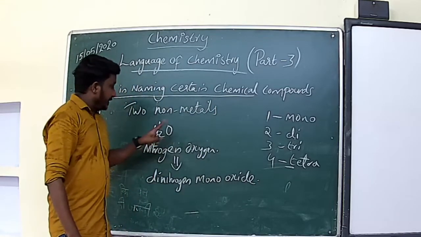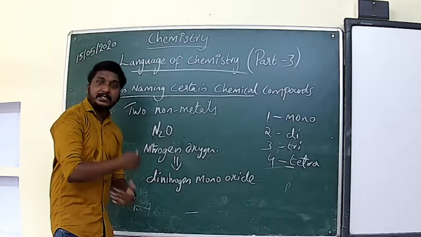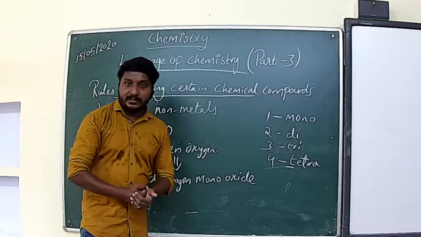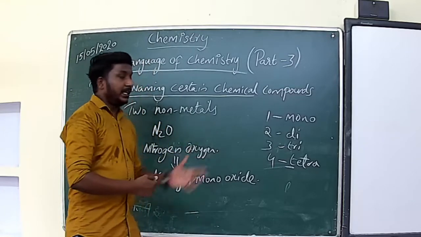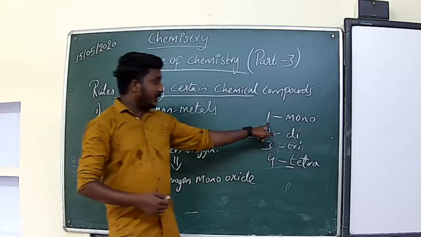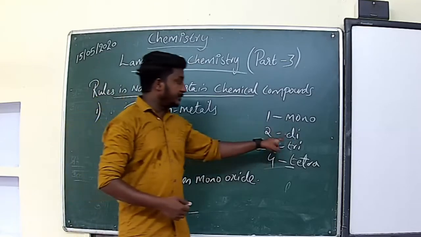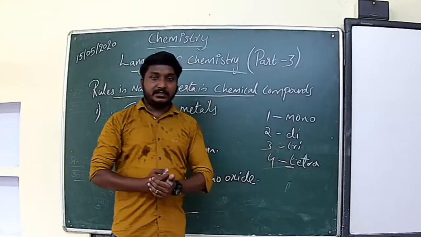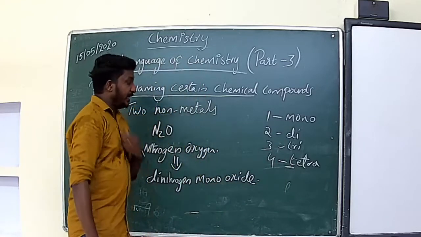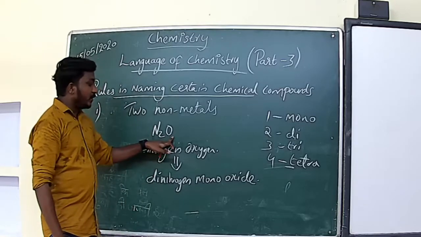Here there are two non-metals. So if there are two non-metals, we will write the name side by side. Then we will indicate the number of atoms present in that compound. If the number of atoms is 1, we will prefix by mono. If 2, we will prefix by di. If 3, we will prefix by tri. And if 4, we will prefix by tetra. Clear?